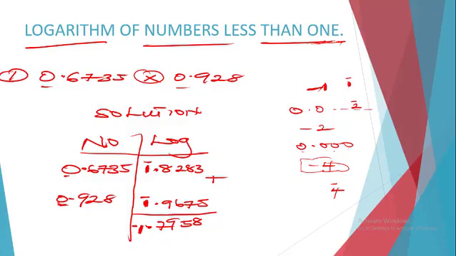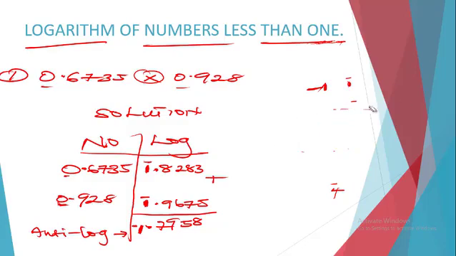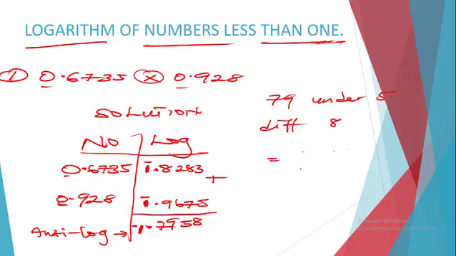Okay, now at this point we look for the anti-log. We search for the anti-log of this. In searching the anti-log of the number here on the screen, the bar 1 is not touched. The number before the decimal point is not touched. So we search for 79 under 5, then difference 8, and that will give us the number 6248.